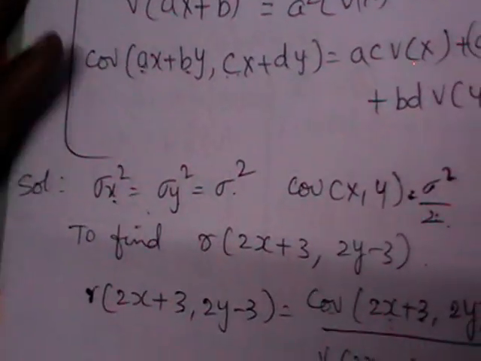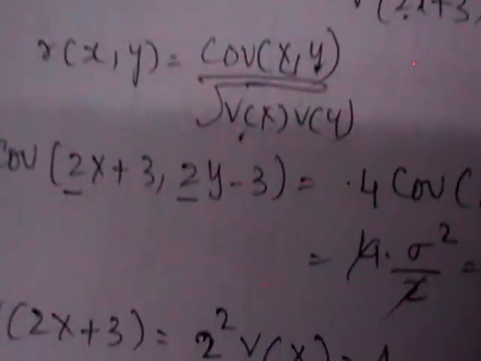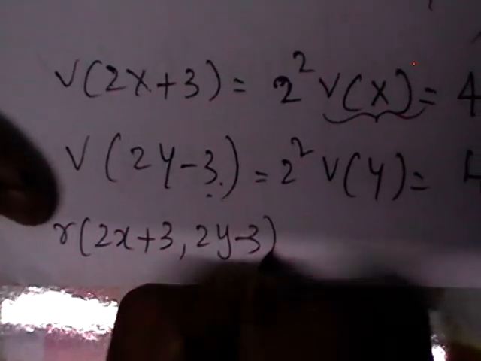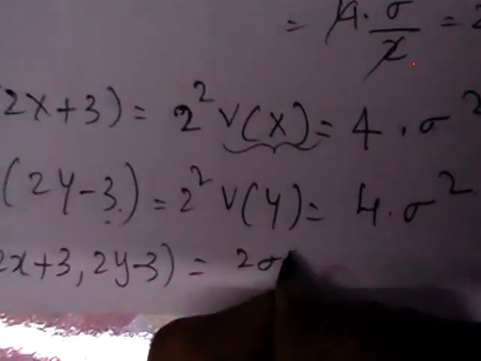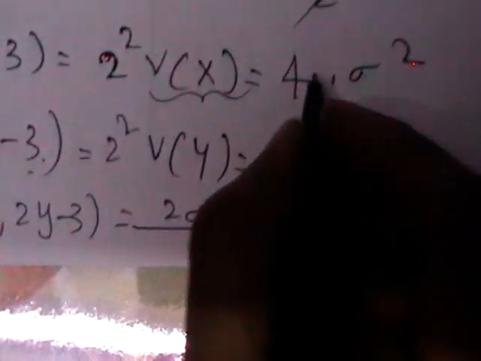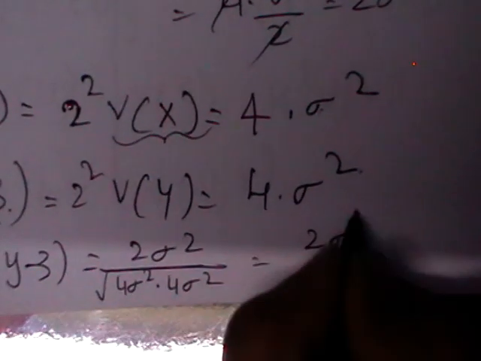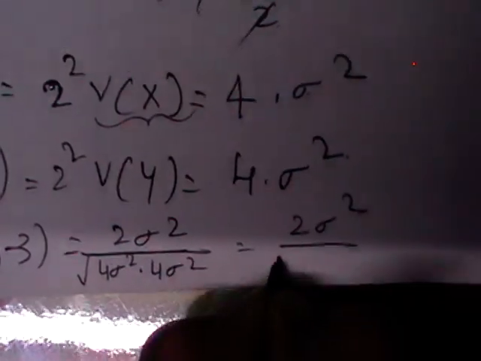substituted sigma square here. Then what will be this r of 2x plus 3 comma 2y minus 3? You got covariance as 2 sigma square. Here root over 4 sigma square into 4 sigma square, so 2 sigma square by 4 sigma square, which is nothing but 1 by 2, 0.5. What are the limits for r? Minus 1 to plus 1. So it's a valid value for r. Okay, thank you.